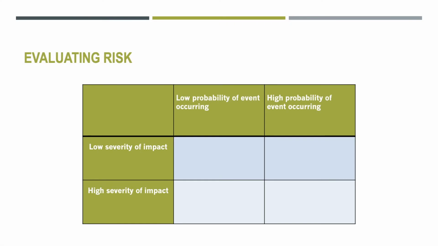Here's a little matrix that you can use to evaluate the risk. You'll see that I have the severity of impact along the side and the probability of the event occurring across the top. For each one of the risks that you identify, you should try to map them into a grid like this one to figure out the severity and the probability. Depending on the severity of the impact and the probability of it occurring, you will choose legal mitigation techniques, and we'll talk more about those.